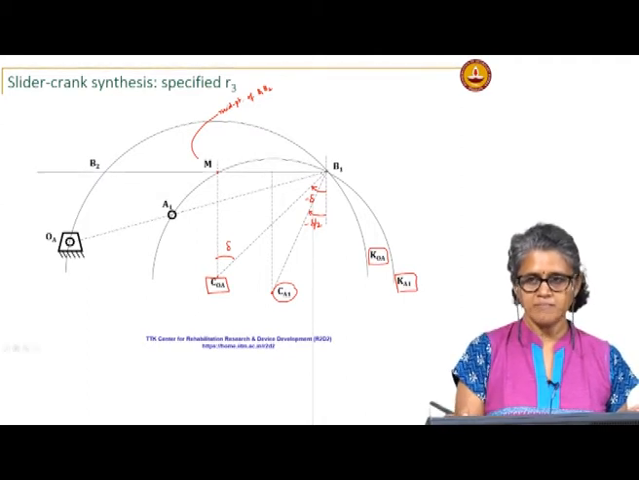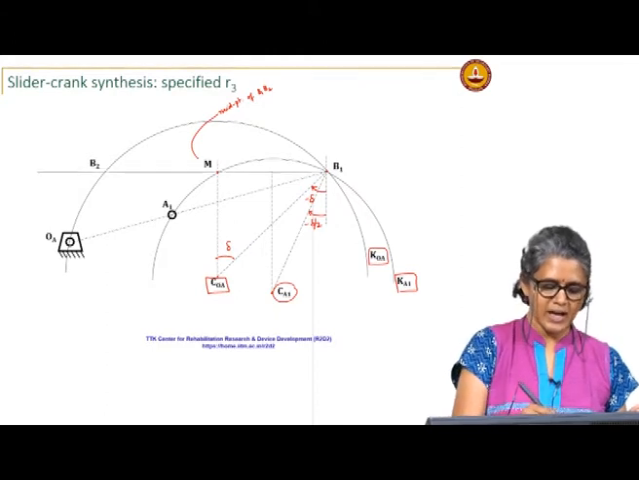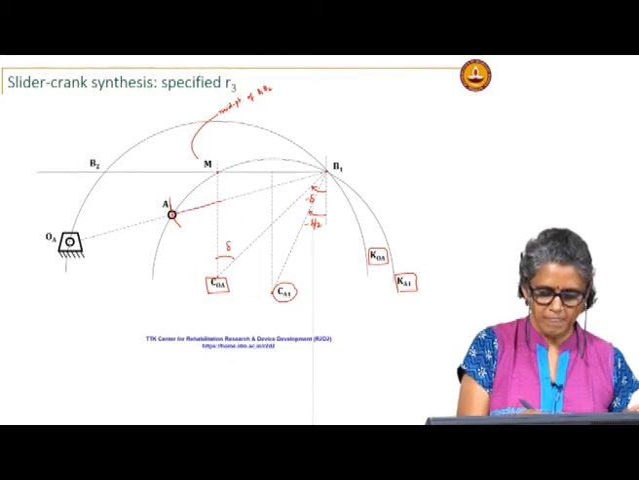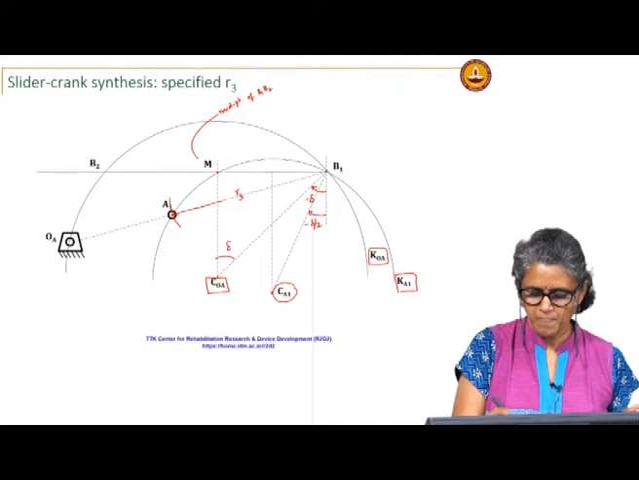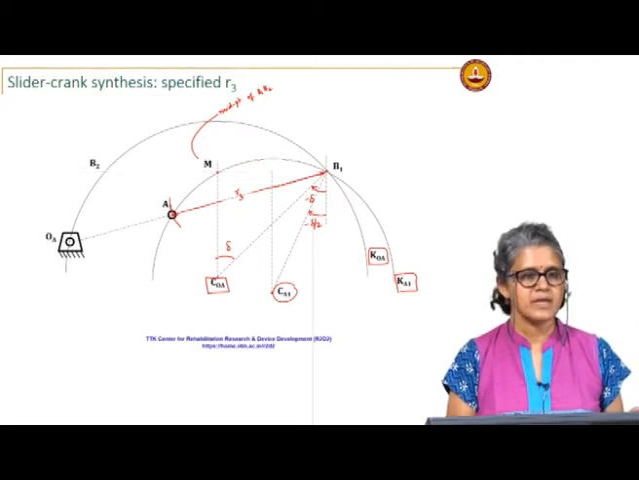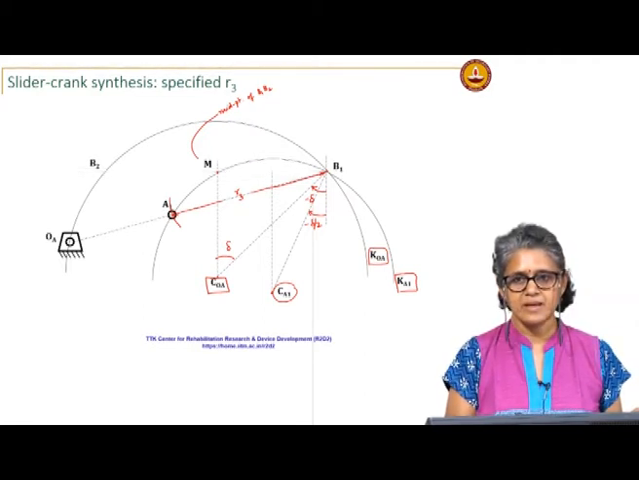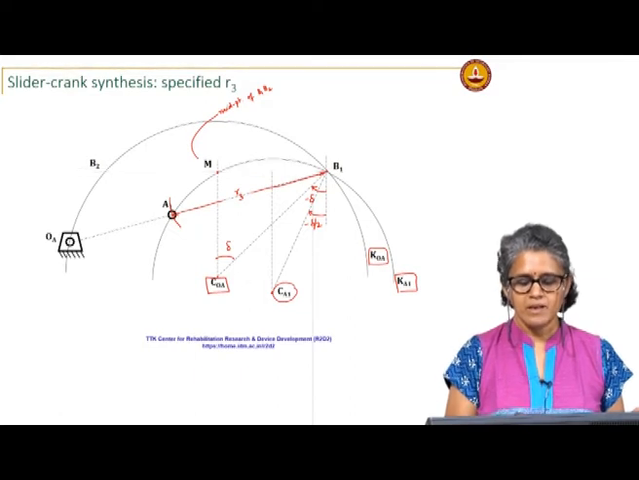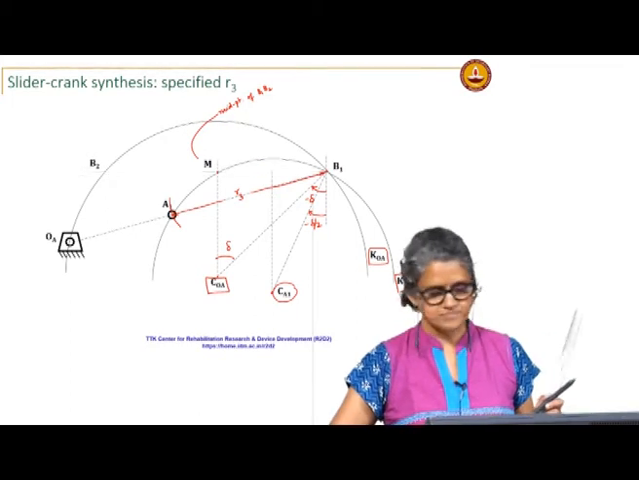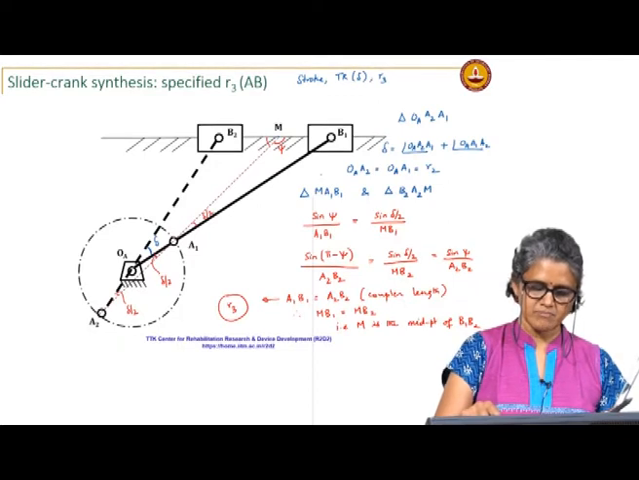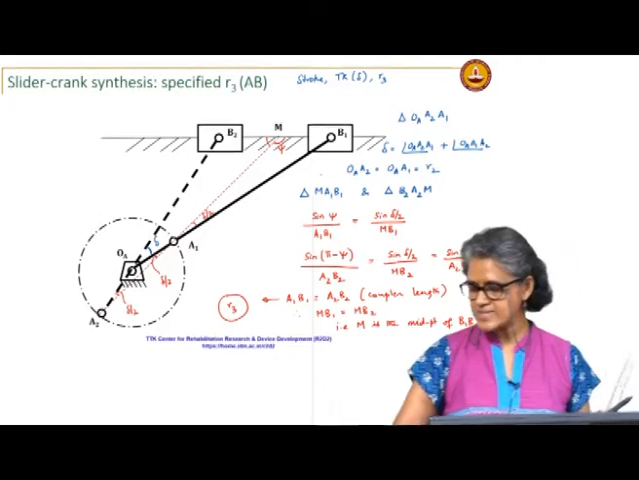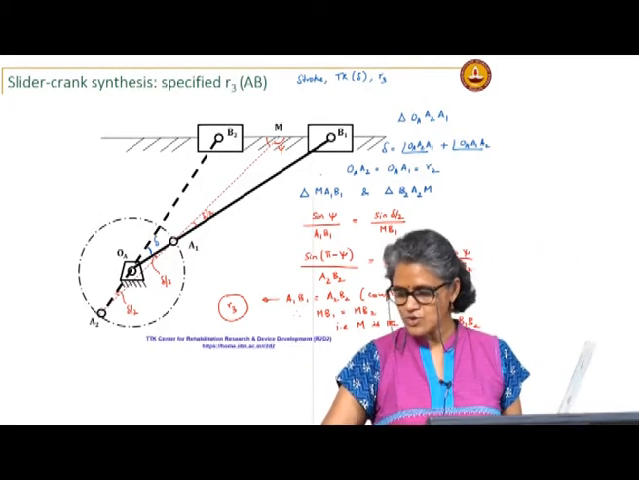So, from B1, I cut A1 such that this distance is R3. That gives me the location of A1, which lies on this circle. Now, I extend that, because if you go back, you see that B1, A1, OA lie on a line, it is an extreme position. So, the two links are collinear.